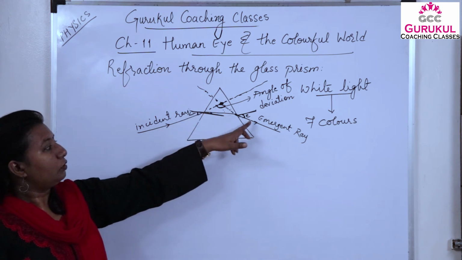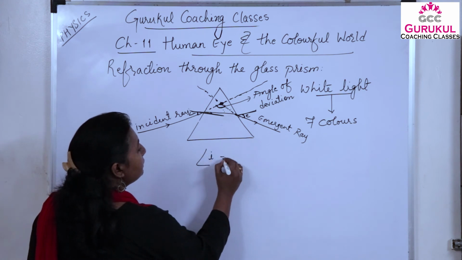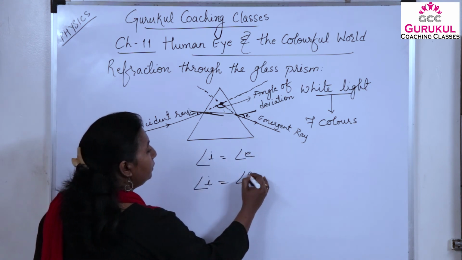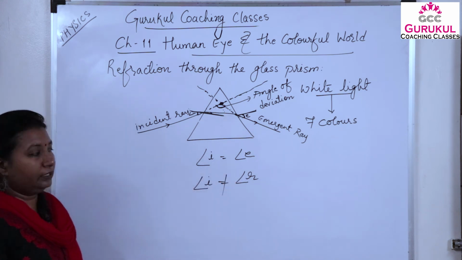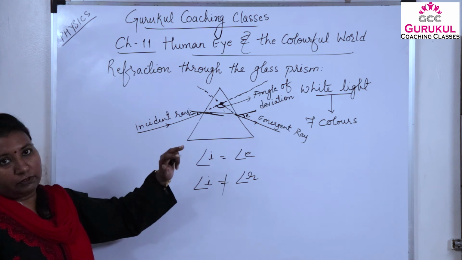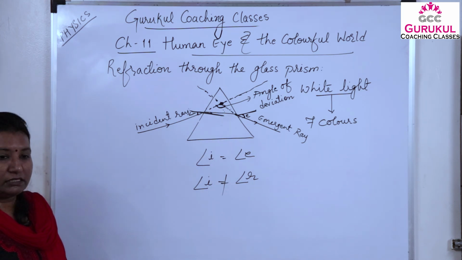Angle of incidence is equal to angle of emergence, but angle of incidence is not equal to the angle of refraction as it bends. So this angle and this angle will never be the same, right? So this is the refraction through the glass prism.